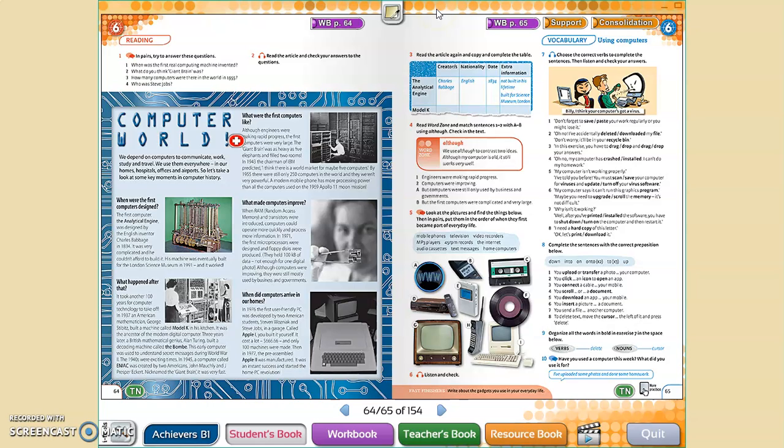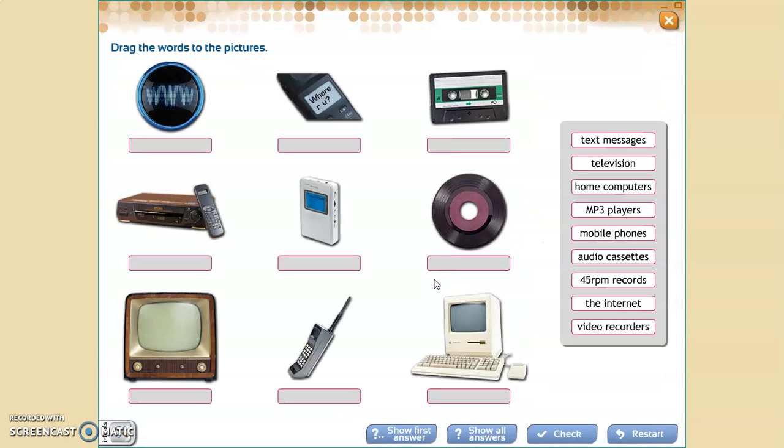We are going to work with the vocabulary on these pictures. The vocabulary on the right side of the screen says text messages, television, home computers, MP3 players, mobile phones, audio cassettes, 45 RPM records, the internet, and video recorders. Okay, so the advantage is that I know most of these items.